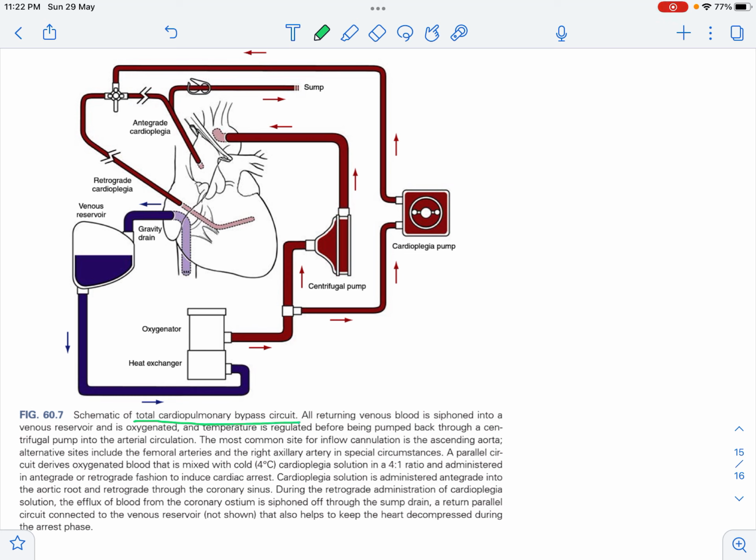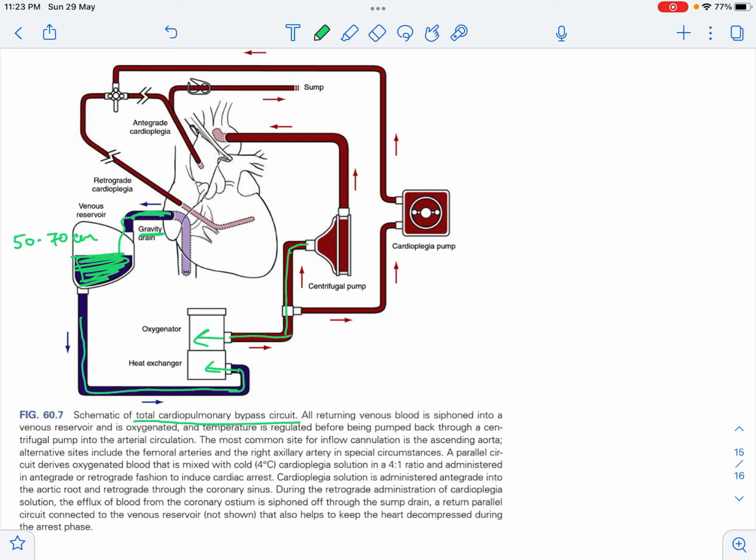See, all returning blood is siphoned into a venous reservoir. This venous reservoir, if you remember, is placed 50 to 70 centimeters below the level of the heart. So, via gravity, it drains into the venous reservoir. Via the venous reservoir, the blood goes into the circuit. There is a heat exchanger and an oxygenator over here. After the oxygenator, it is red because the blood is oxygenated again. It is going to come back to the body.